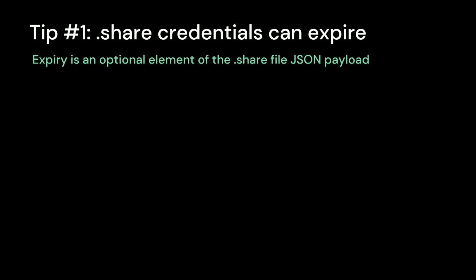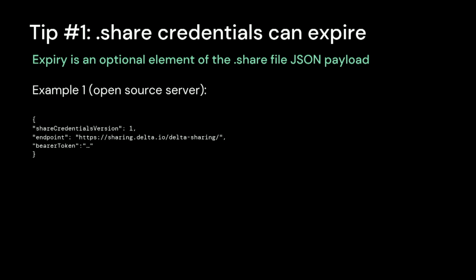The very first one that I'd have you know is that those credentials buried in the .share file can expire. This is a capability that you would put in place with the Unity Catalog. So if you were sharing something out with me, you might want me to have access for a week or a month or a day, or maybe infinity. And here's a couple of examples of the JSON payload of a .share file out of the open source server. And you see it's got an endpoint and a bearer token that, for brevity, I've omitted.